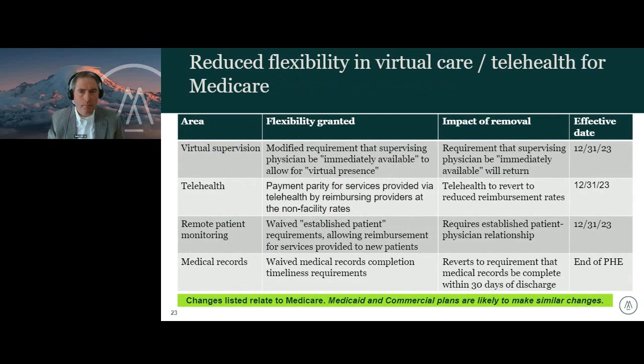All right. First, we'll talk about the flexibility around supervision. When we talk about supervision, it's for certain Part B services, things like diagnostic testing and Incident 2 services that need to be provided under direct supervision of a physician or another practitioner. Prior to the PHE, direct supervision always meant that the supervising professional was physically present in the office suite somewhere, and immediately available to furnish assistance and direction as needed.